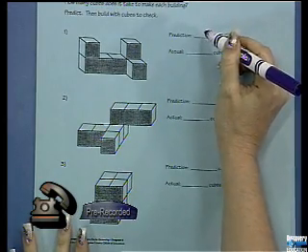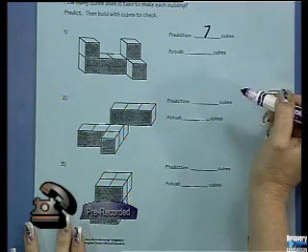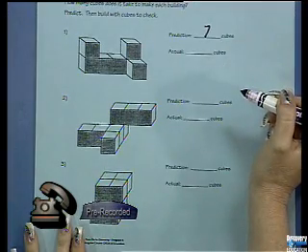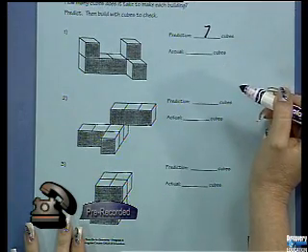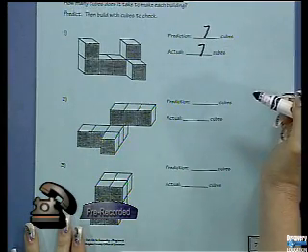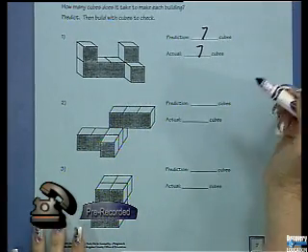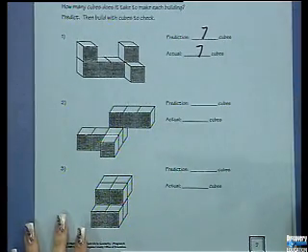What was your prediction for number 1? 7. All right. Did you actually build it? Yeah. How many cubes are in it? 7. Oh, wow. So you're a good predictor, Nikki. Great job, and thank you so much for calling. Wow. Did you guys predict that well on number 1?